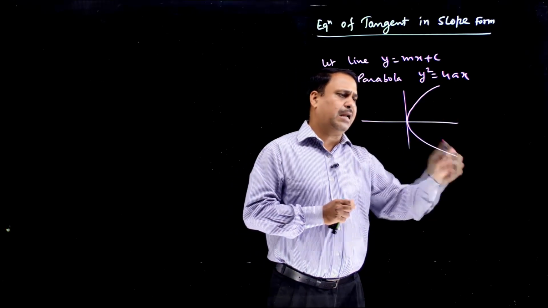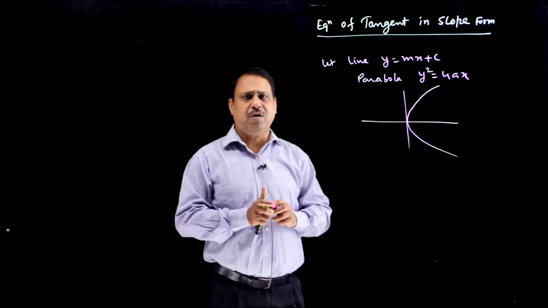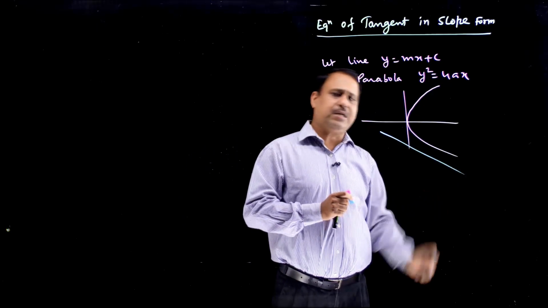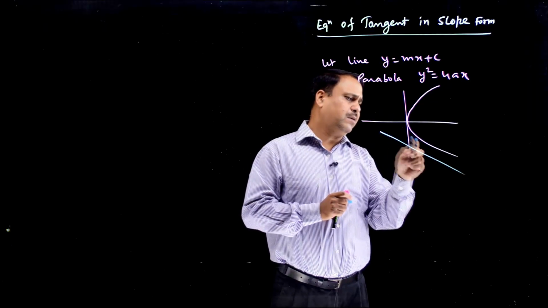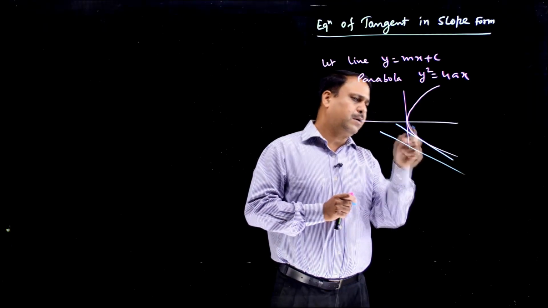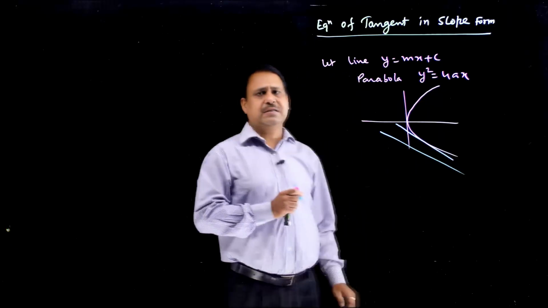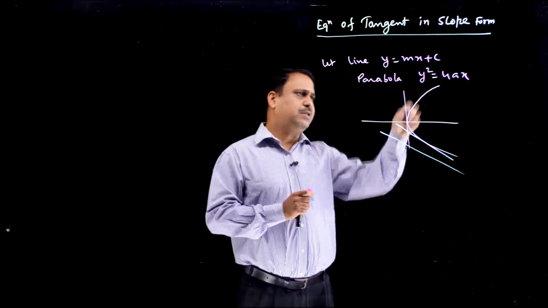The same analysis treatment we have done in the chapter of circle also. A line is there; the line may be outside, the line may be intersecting, or the line may be touching. All these conditions we can see. So for this the method is, let us find the intersection points.